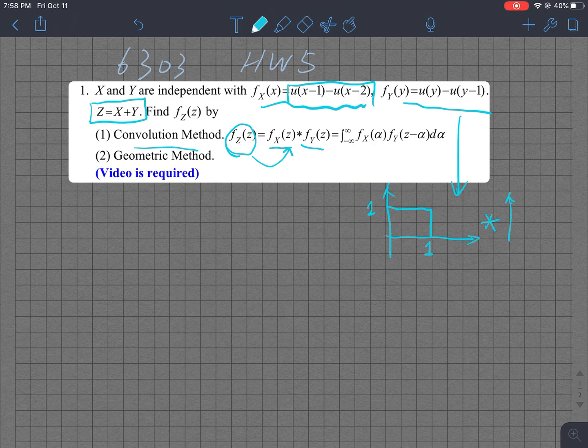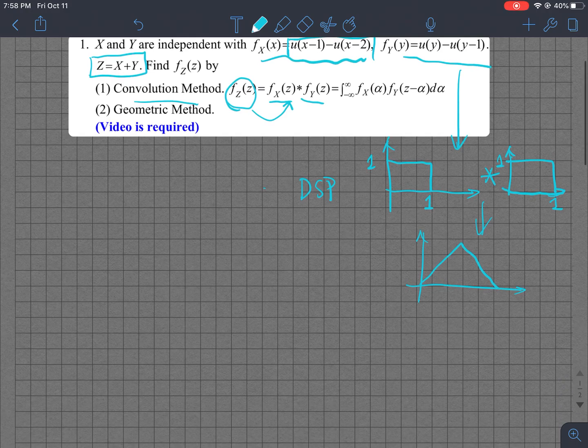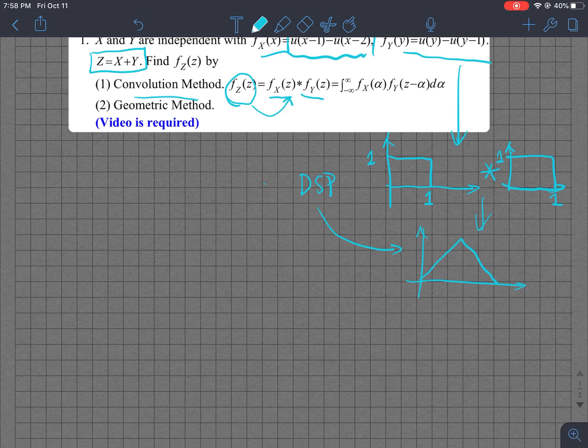So basically, we can write down the convolution of these two so-called normal distributions to get a triangle signal. This is from the DSP course or some basic signal processing course. So we can use this property to solve this question.